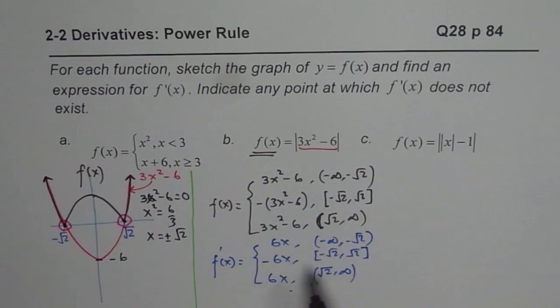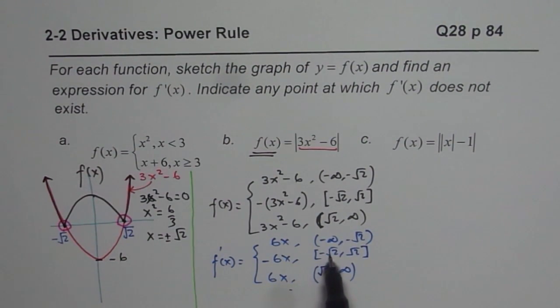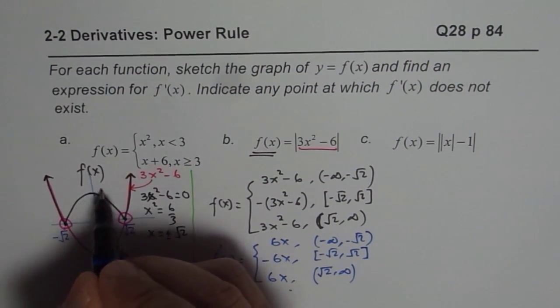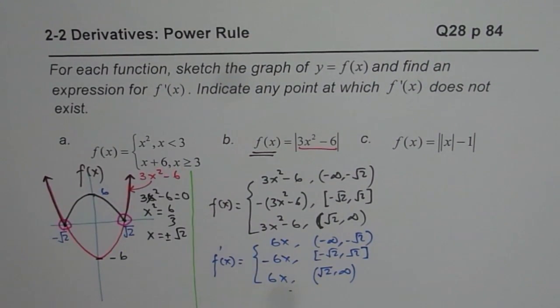Now, to sketch a graph of this derivative, what can we do? These are all straight lines, so you just need 2 points. Okay, so one point which is very good to take is square root 2 itself. Square root 2 is around 1.4, right? And we know this point is around 6, right? So this is 6 for us. So approximately I'll sketch on the same graph.